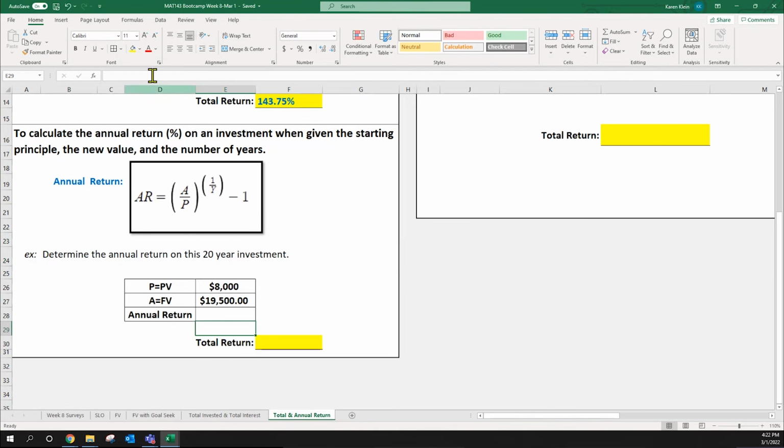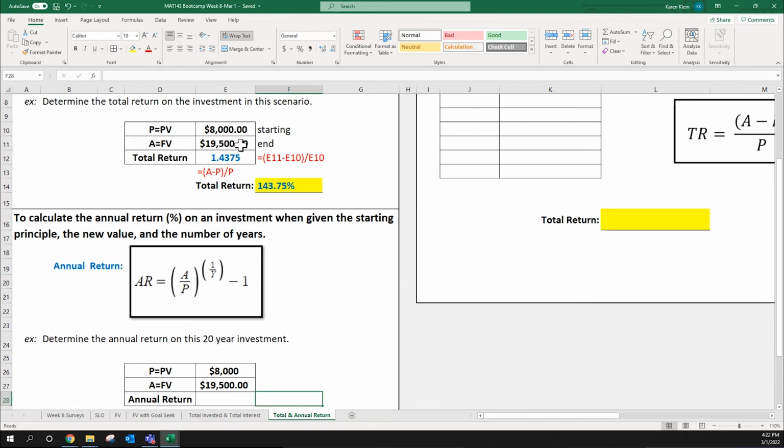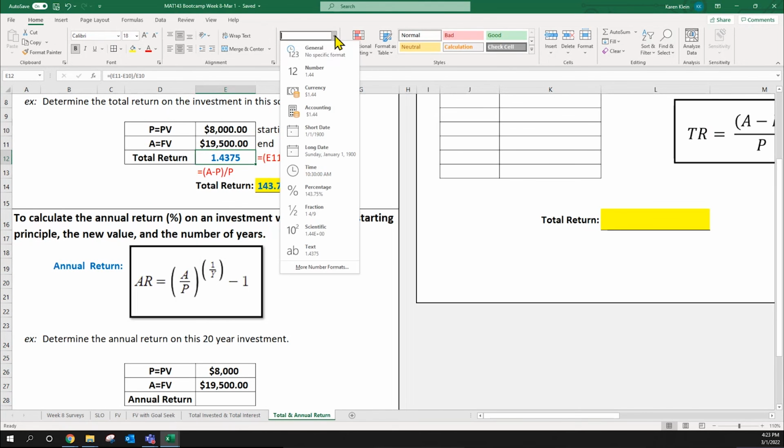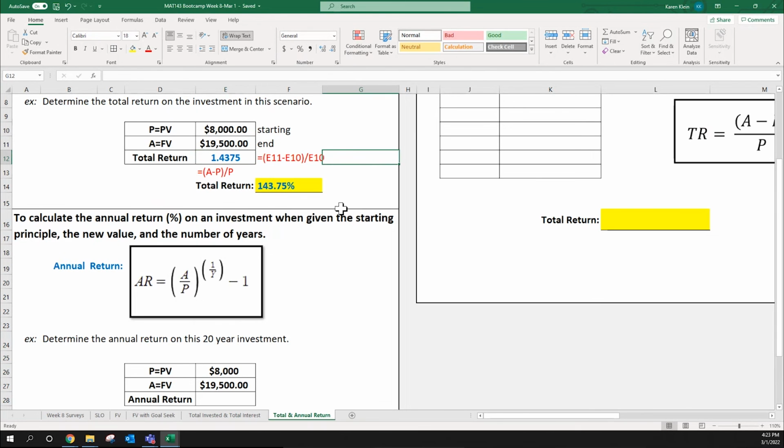Let me increase my font. Can I ask you a question real quick? Yes, absolutely. On the problem above, I got what's in money, $1.44. Okay, so what do I need to do? Total return will not be in money because we're dividing, so the dollar units cancel out, leaving you with nothing. This really has no unit whatsoever, so just make sure your formatting is general. Then you're going to multiply it by 100, and that's going to give it a unit of percent because we're multiplying it by 100%. Thank you. You're welcome.